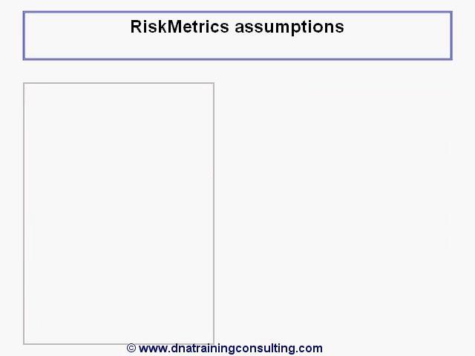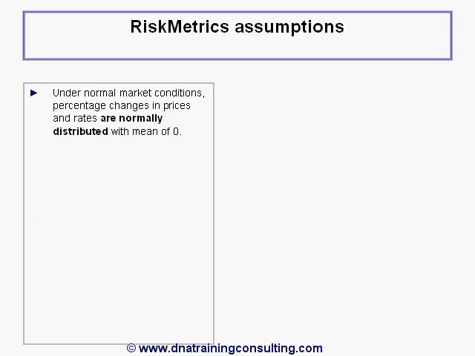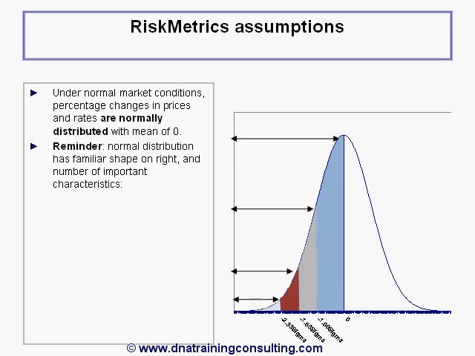RiskMetrics next introduced the assumption that, under normal market conditions, percentage changes in prices and rates are normally distributed with a mean of 0. We remind you, in case you need a refresher, that a normal distribution has the familiar shape you see here and boasts a number of important characteristics.